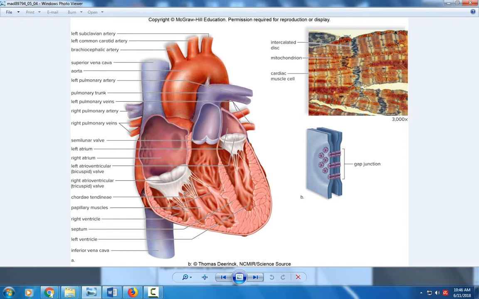So blood is low in oxygen on the right side of the heart before it hits the lungs. Once it goes to the lungs and it comes back and it's oxygenated, so the left side of the heart is the oxygenated side.